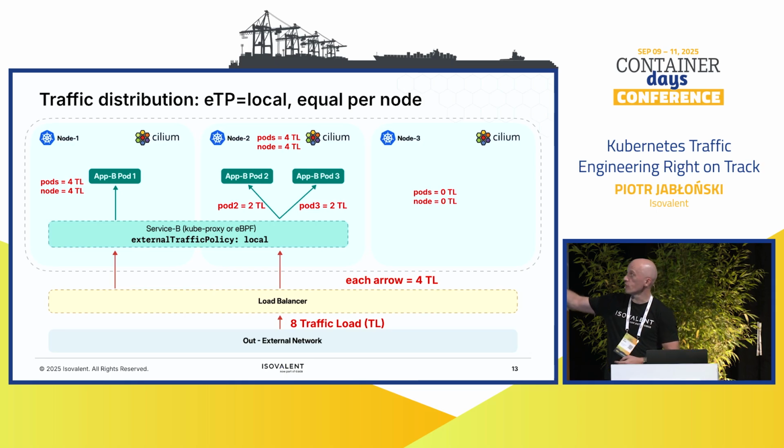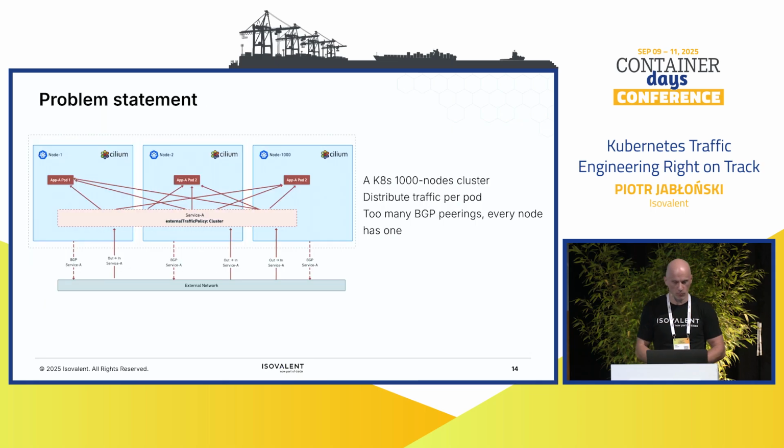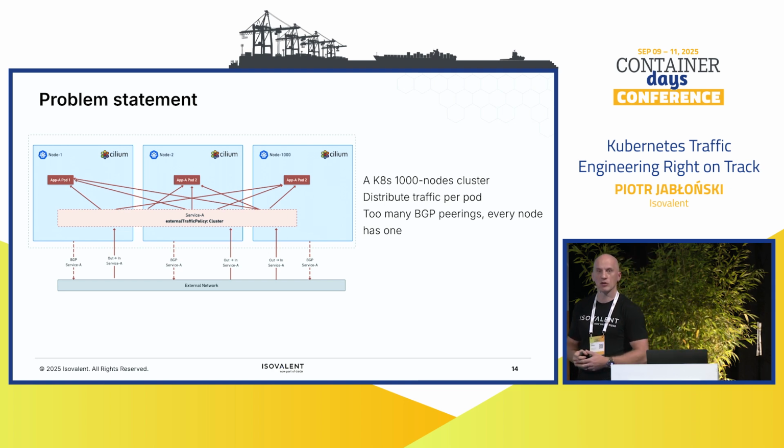If we have 4 pods on node number 2, what will be the traffic load per pod on node number 2? 1, just 1, very good, yes. Based on that, we can resolve some issues which are real requests from the customers.